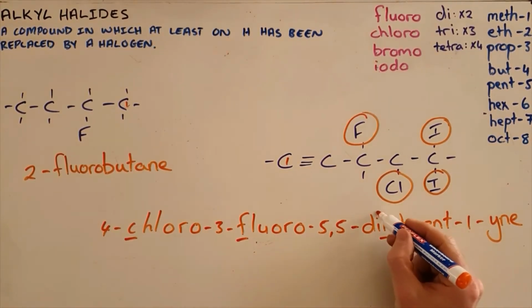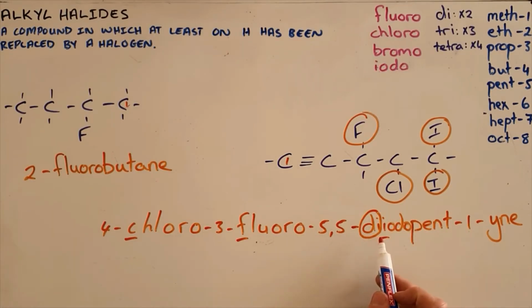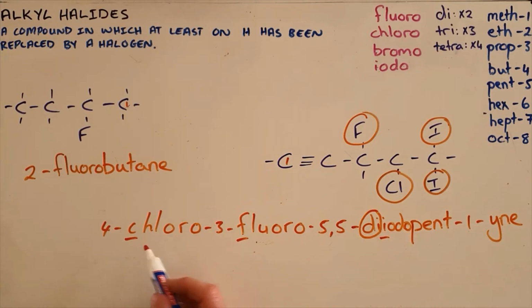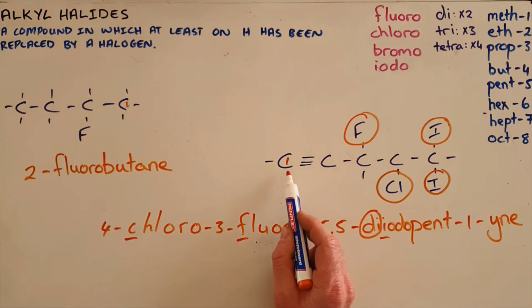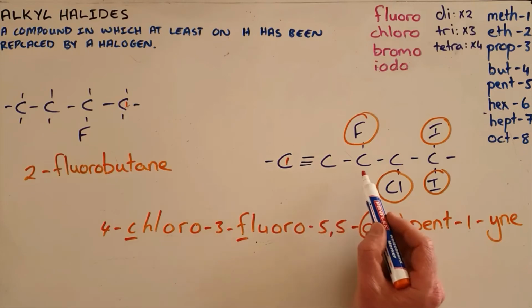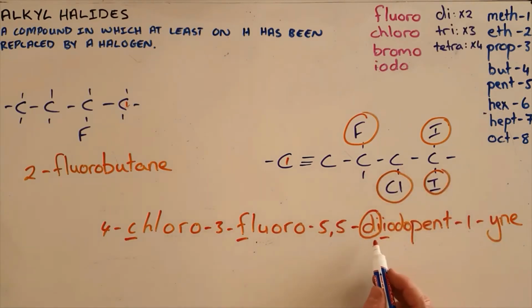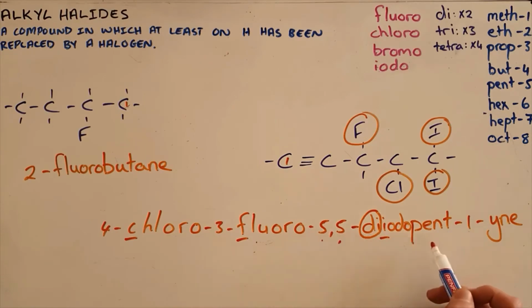It is important to remember to ignore the prefix di, tri, or tetra. We are only comparing the first letter of iodo, fluoro, and chloro. And once we have chosen to number from the left-hand side for our alkyne, we must keep that numbering, which is why this is carbon number 3, carbon number 4, and carbon number 5. And it is important to identify that both iodines are on the 5th carbon, 5,5. It is not acceptable to leave this as simply 5-diiodo-pent-1-yne.